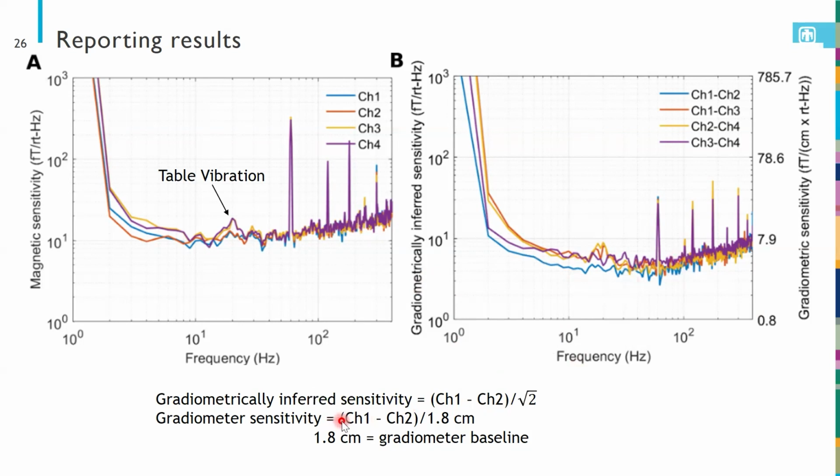And then if I'm reporting the gradiometer sensitivity, I'm simply going to take the difference between, say, channel 1 minus channel 2 and divide by the baseline of the gradiometer. And so our gradiometric sensitivity is reported over here. Turns out just because 1.2 is close to 1.4, our gradiometric sensitivity and gradiometrically inferred sensitivity are about equal.